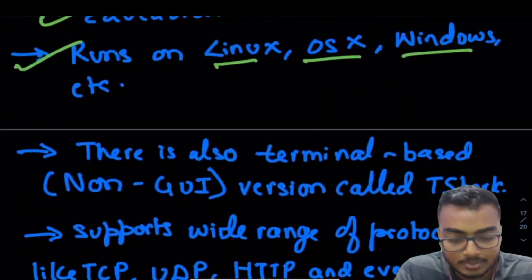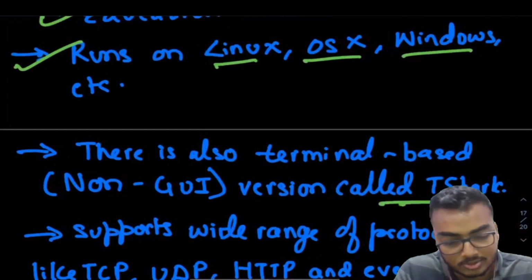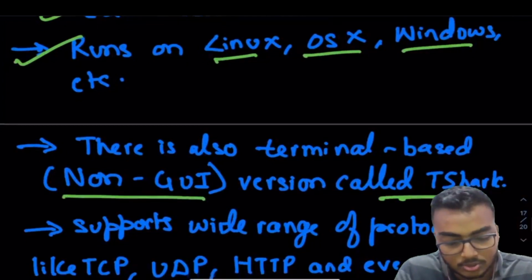There is also a terminal-based version of Wireshark, which is also called T-Shark. It is a non-GUI version of Wireshark.